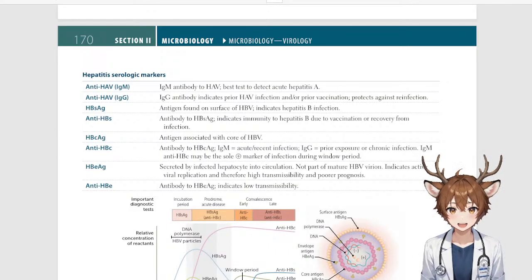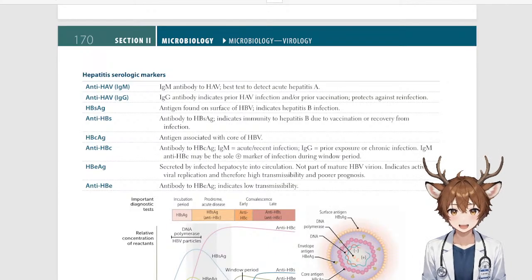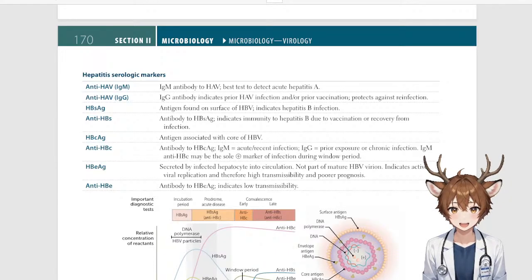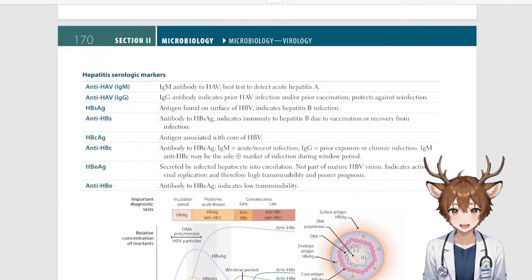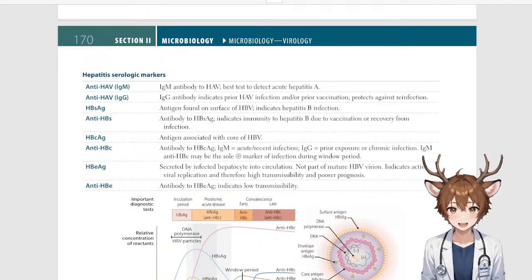HBsAg, which is going to be the surface antigen. Antigen found on the surface of HBV indicates hepatitis B infection. Anti-HBs, antibody to HBs antigen, indicates immunity to hepatitis B due to vaccination or recovery from the infection.